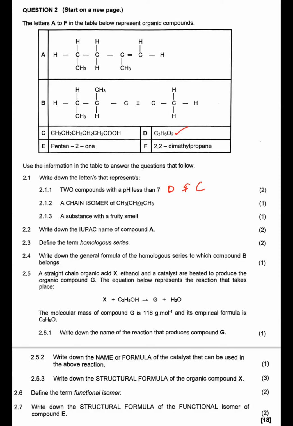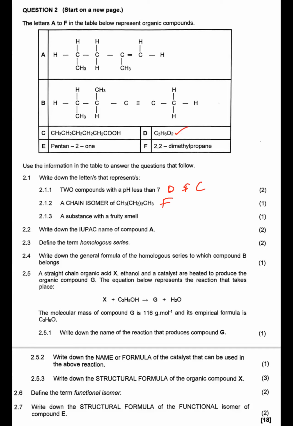Chain isomer of CH3. Then 1, what is that? 3 plus 5, 5. The pentane, which means the F. Chain isomer of pentane. Where is F? Yeah, I think so. Dimethyl propane.